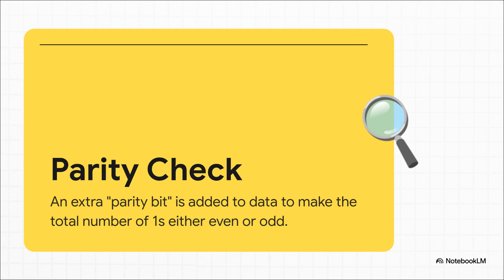Well, one of the most elegant solutions is something called a parity check. The idea is so simple but so powerful. We just tack on one extra bit to our data. We call it the parity bit. Its only job is to be a little lookout, to make sure the total number of ones in the message is either even or odd, depending on the rule we set.